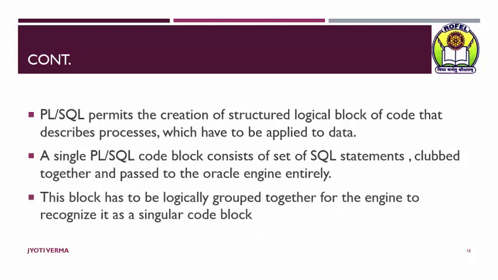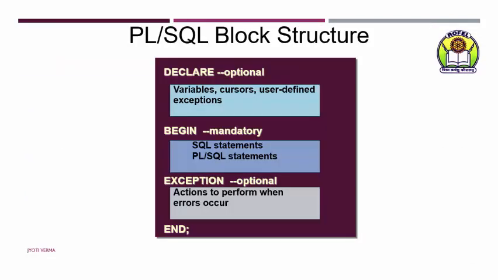Then, as it is a block of code, it will be considered as a single unit by the Oracle engine. This is the structure of our PLSQL block. When we had started the C programming language, at that time we had studied the structure of the C program. In a similar way, today we will be seeing the structure of the PLSQL block. Why is it called block structure? Because it identifies the separate sections by names. So it is called block structure.